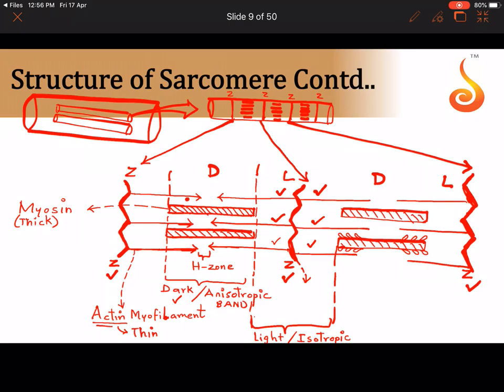Only myosin is present. And of course, there is a protein which holds all the myosin together in place. It appears here as if the myosin is floating in the air, but there is a protein that constitutes what is referred to as the M line, and this M line is something which holds all the myosin filaments in position. Okay, so this is the structure of the sarcomere.